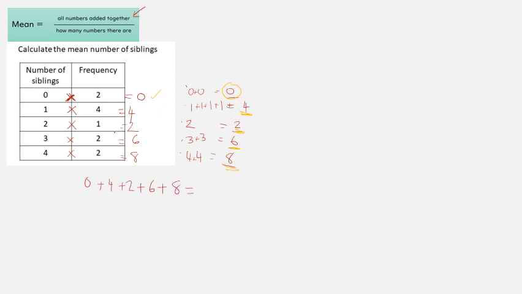So that's the top part of our equation. 8 plus 6 plus 2 plus 4 gives me 20. So I've worked out it's going to be 20 on the top. The bottom bit though says how many numbers there are in total.